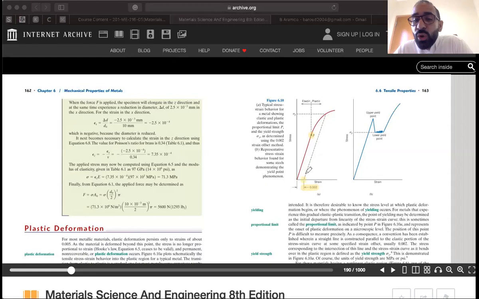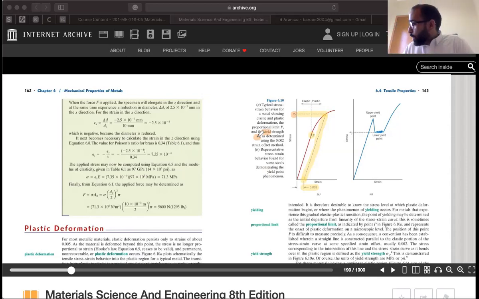Then we draw a line parallel to the elastic region until we hit the curve. Once we hit the curve, we go to the y-axis to read a certain value. That value tells you where the beginning of the plastic region is. We call that value the yield stress, sigma y.